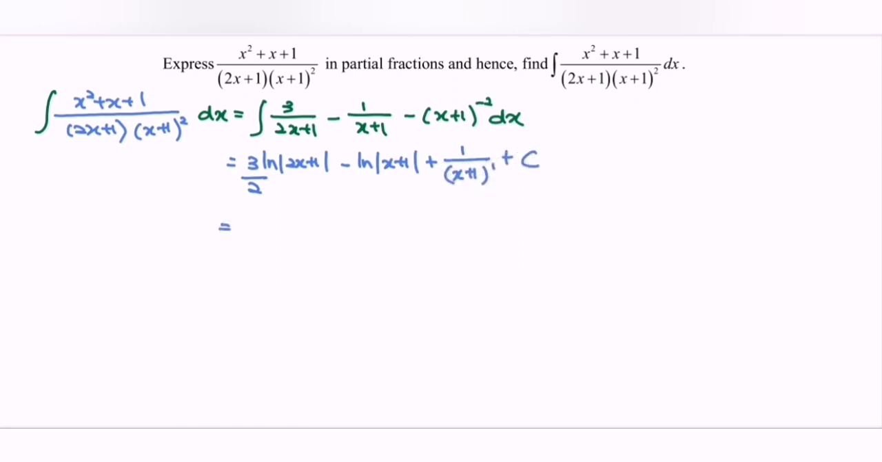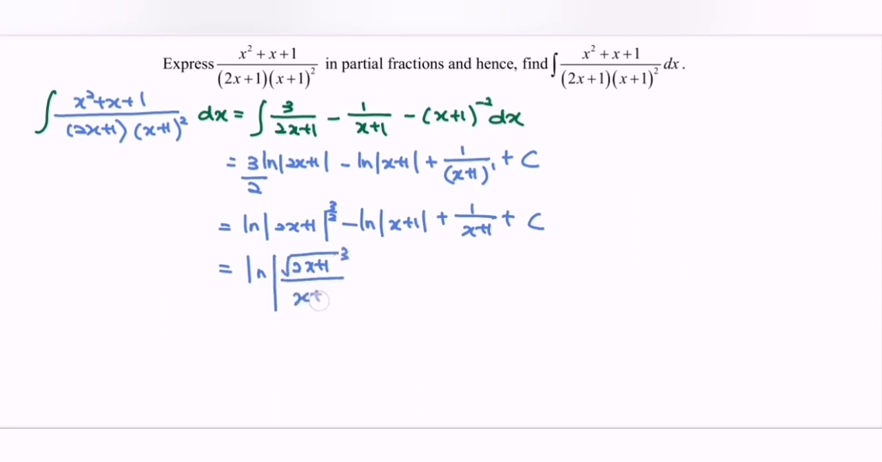So rewrite the expression. Here we have ln(2x plus 1) to the power of 3 over 2, minus ln(x plus 1), plus 1 over (x plus 1), plus C. So the answer will be ln of the square root of (2x plus 1) cubed, over (x plus 1), plus 1 over (x plus 1), plus C. So that will be the answer for this problem.